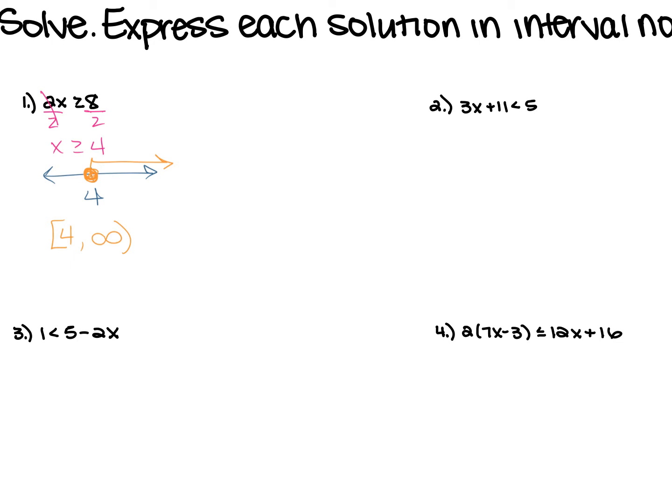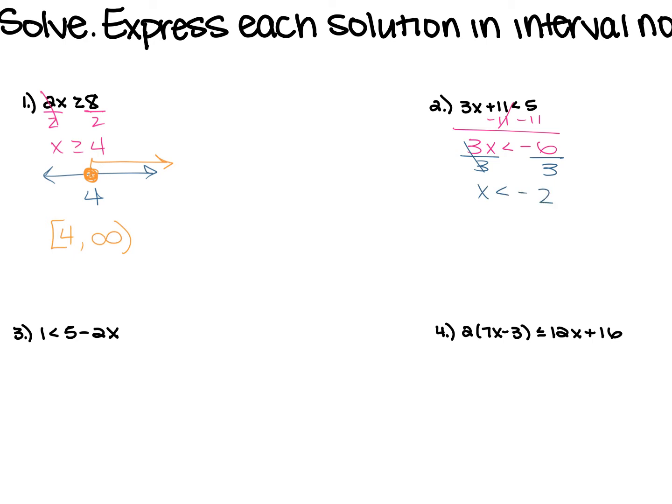For number 2, you have 3x plus 11 is less than 5. So we're going to move the 11 over first. So we're going to subtract it from both sides. That gives us 3x is less than negative 6. Then we divide each side by the 3. And we have that x is less than negative 2.